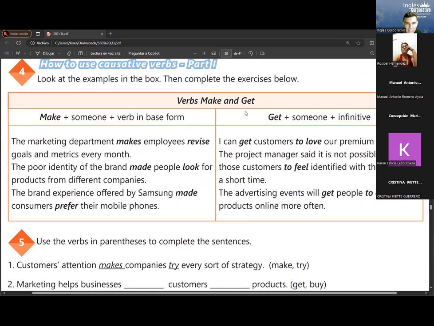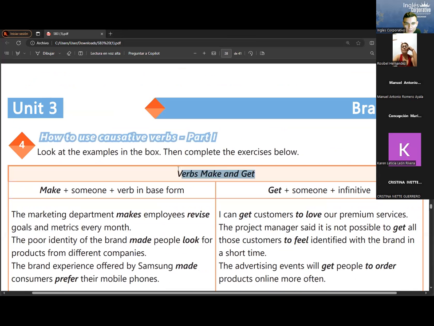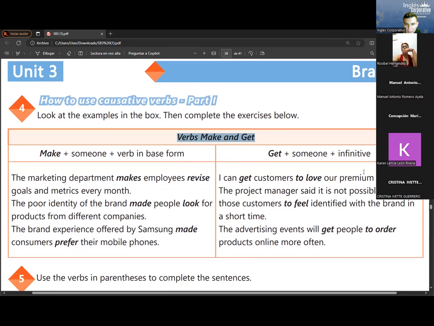With the class. All right, and now we have a look at the examples in the box, then complete the exercise below. Okay, here we have the difference between make and get. The difference between make and get. Also, because these two verbs are very similar. Also, we have the difference between make and take, get and set. But today, we're going to go over the difference between make and get.